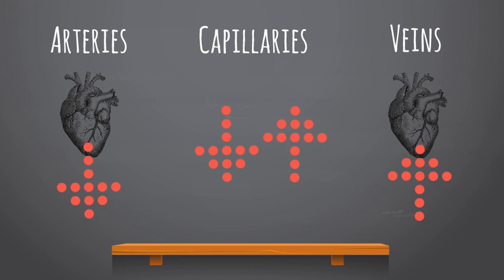While veins and arteries are larger in size and have more tissue, capillaries are thin and branch in many different directions to cover as much surface area as possible.